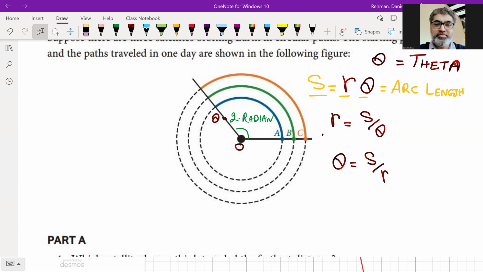Does that make sense? It will make a little bit more sense. Let me bring another example over here.